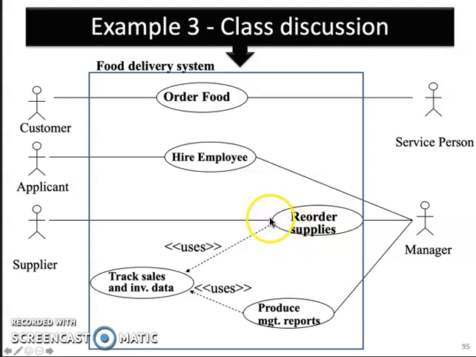Hi again, guys. So that video was cut short a little bit. I'm just going to continue in this video, and I want to bring your attention to another example. This is again a food delivery system. You can see that there are 5 actors over here: the customer, the applicant, supplier, manager, service person.